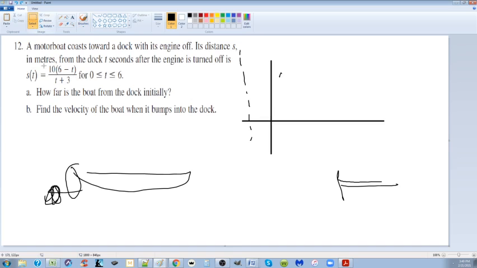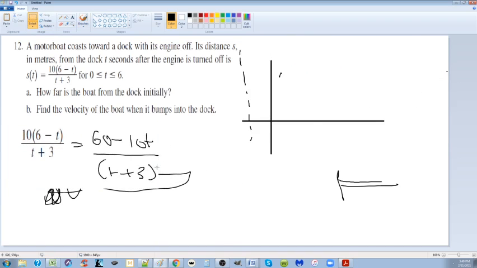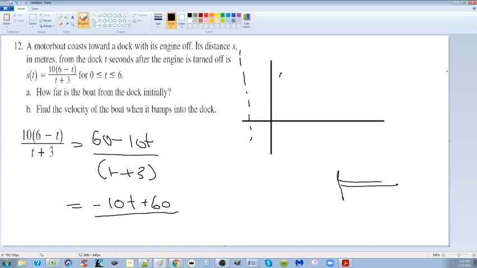Because if I distribute this, and you will want to anyway, I get 60 minus 10t over t plus 3. And there's my f of x. So I'm going to put this where I'm going to use it and get rid of that. Okay, now I'm going to rearrange this the way I like it. I like to see t first. I get minus 10t plus 60 over t plus 3.